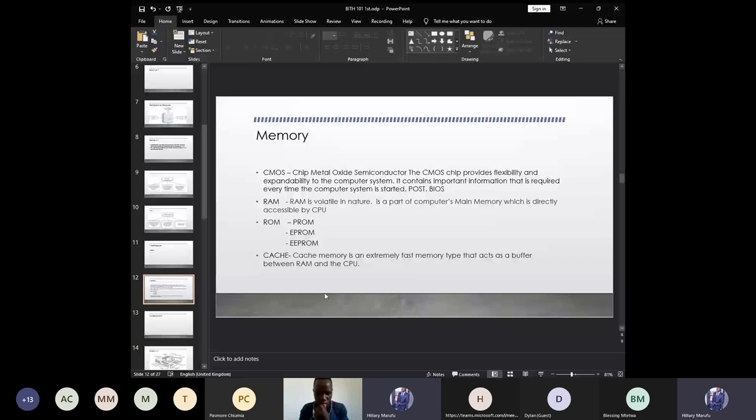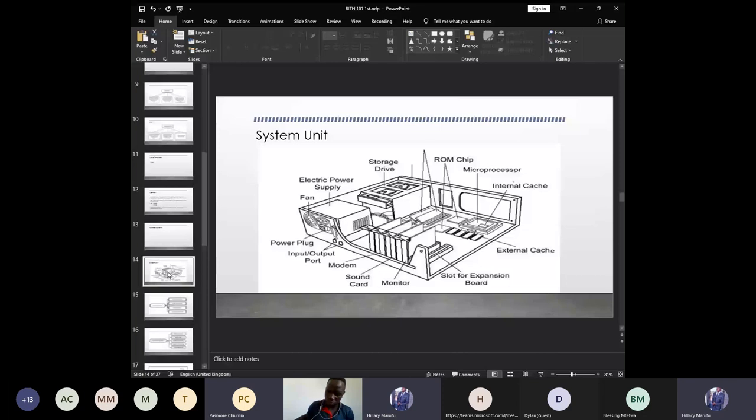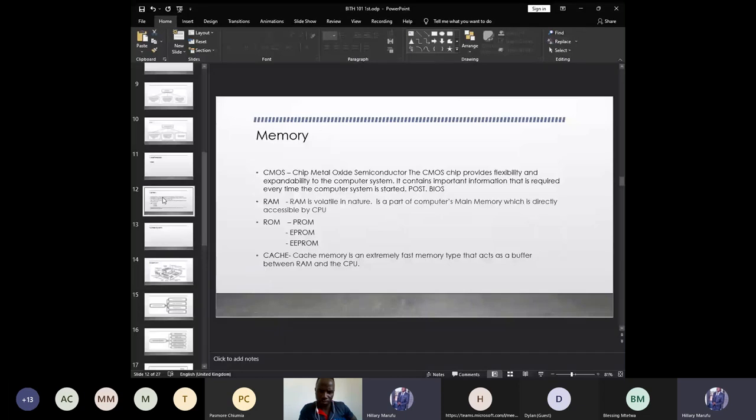Are we in agreement? No, I'm saying we spoke about read-only memory. So that's where it's going to be stored. Remember, ROM, is it volatile or non-volatile?